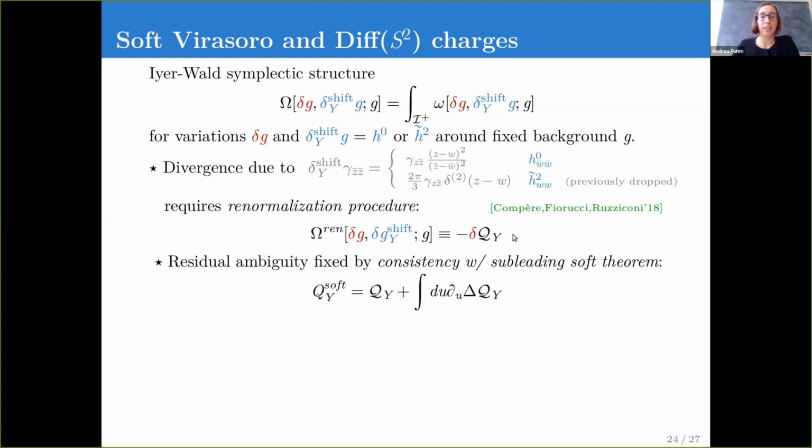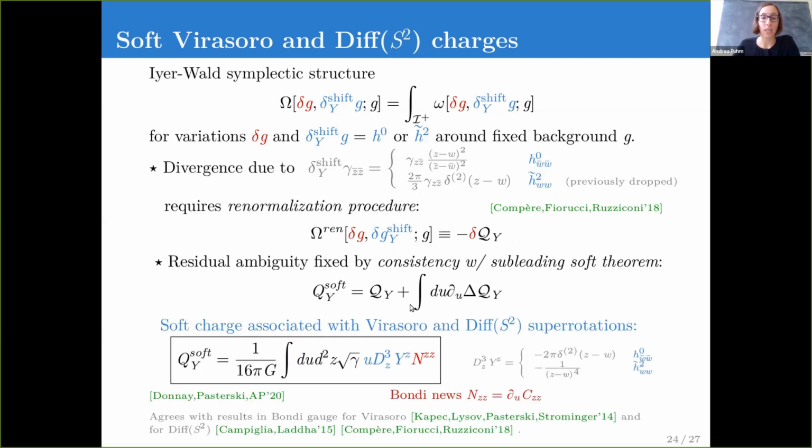Now there subsists a further residual ambiguity, which corresponds to adding a finite boundary term, but this can be fixed by demanding consistency with the subleading soft theorem. So at the end of the day, what we find is the soft charge for Virasoro and Diff-2 superrotation symmetry. So this is for a general diffeomorphism symmetry, but specified to these two Goldstone modes that I've discussed.